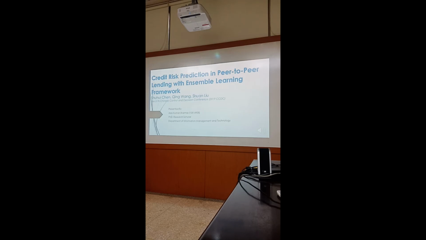Everyone knows about peer-to-peer lending, but I can explain P2P lending. If you want to borrow money from the bank, in P2P lending there is a platform where you can share your information, and then they calculate your information and check everything, and then they will lend the money to you. After that they will also check your credit risk, whether you can pay or not.